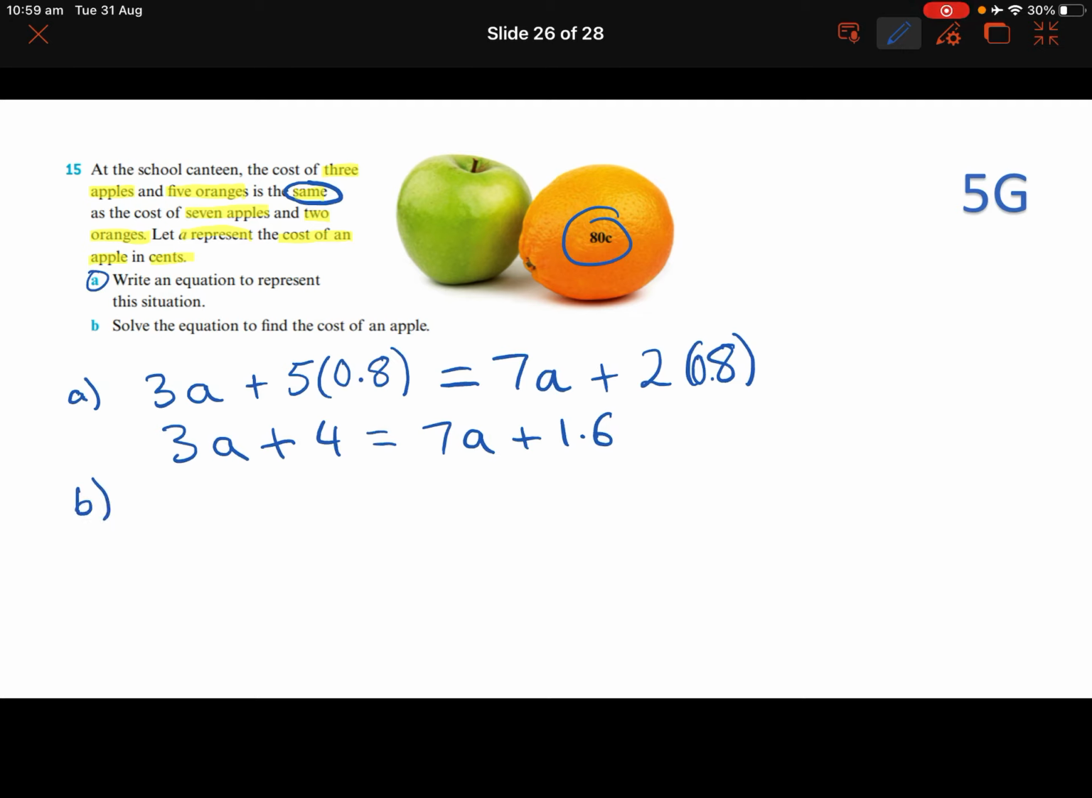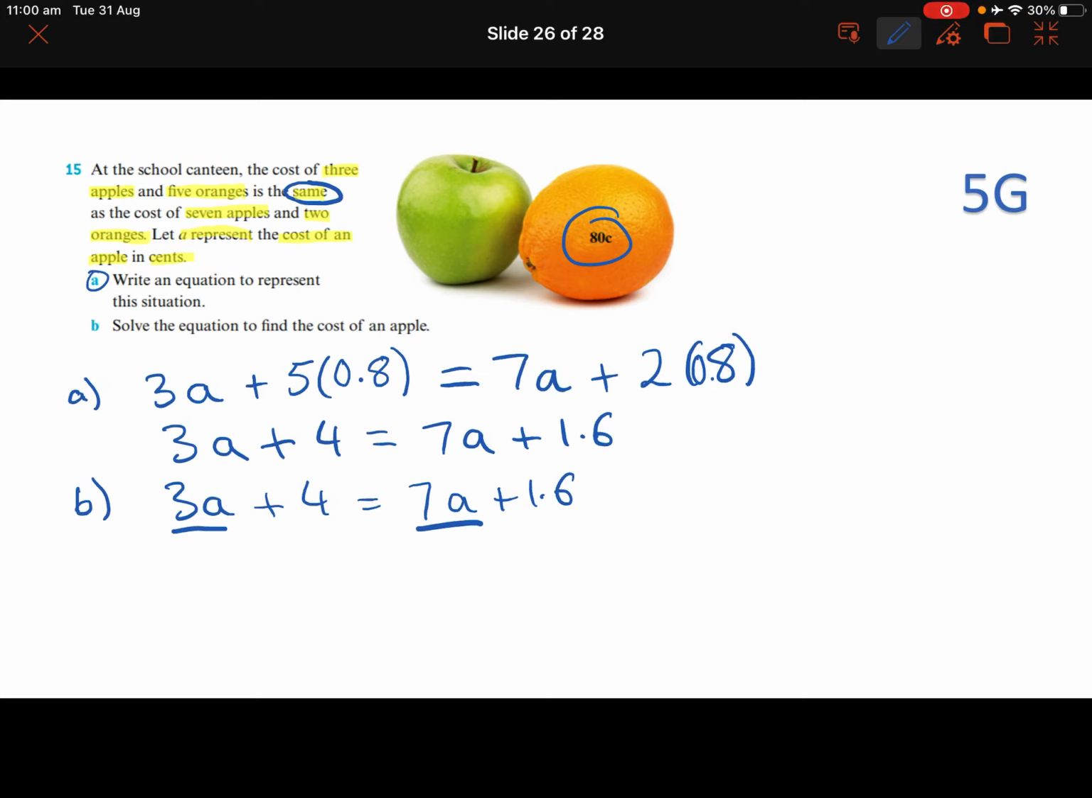B says we now have to solve the equation. So I'm going to rewrite it. Plus 1.6. Okay, so when we're doing these questions, we need to get the variable, or the letters, on the same side. So I've got a 3a and a 7a. What I'm going to do is get rid of the smaller one. That's generally a good rule to go by. So 3a is smaller than 7a, so I'm going to get rid of that. Now, when I say get rid of, we need to do the inverse operation.